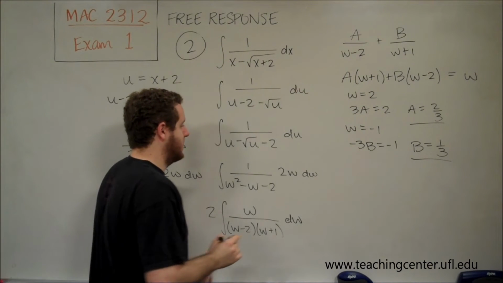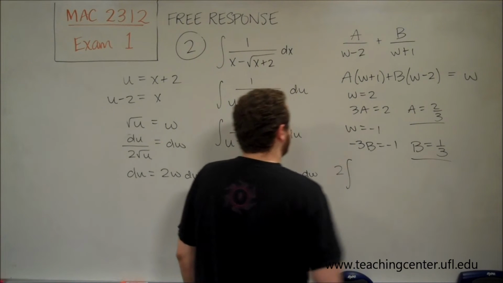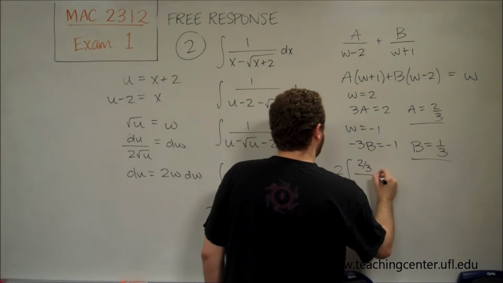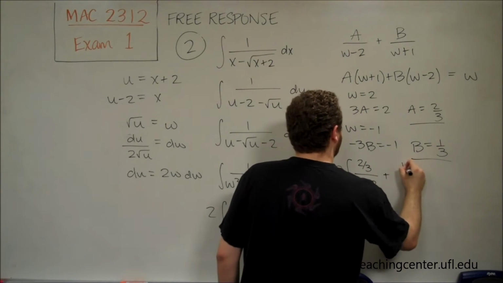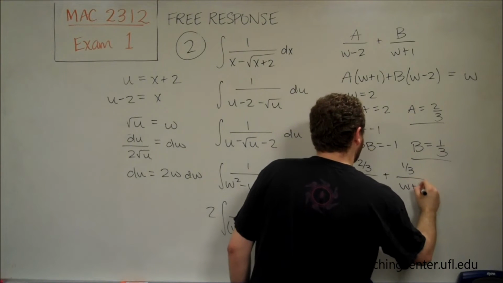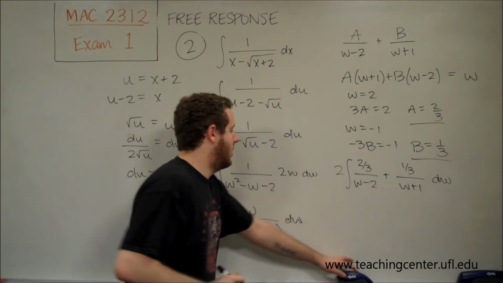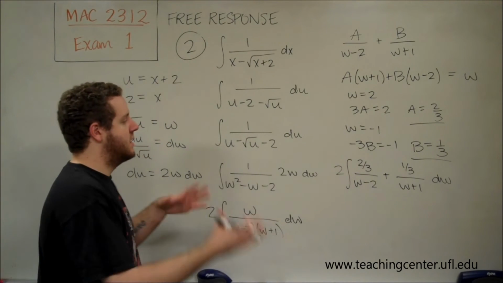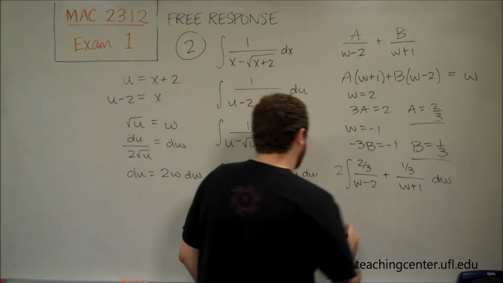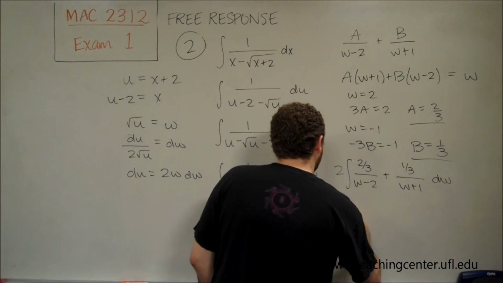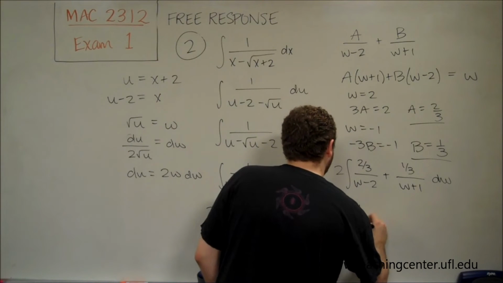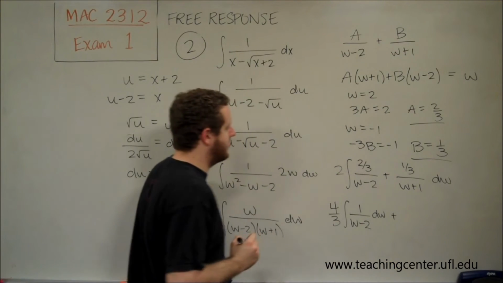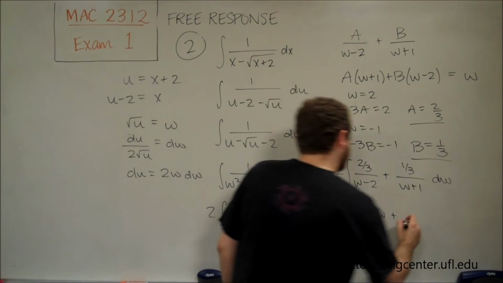So what we're going to get here is 2 times the integral of 2/3 over w minus 2 plus 1/3 over w plus 1. And one more step I'm going to write out before we actually evaluate, splitting them into two different integrals and factoring out the constants. The first one is going to be 4/3 integral of 1 over w minus 2. And then the second one, we still have the 2 and we have 1/3, so we have 2/3.